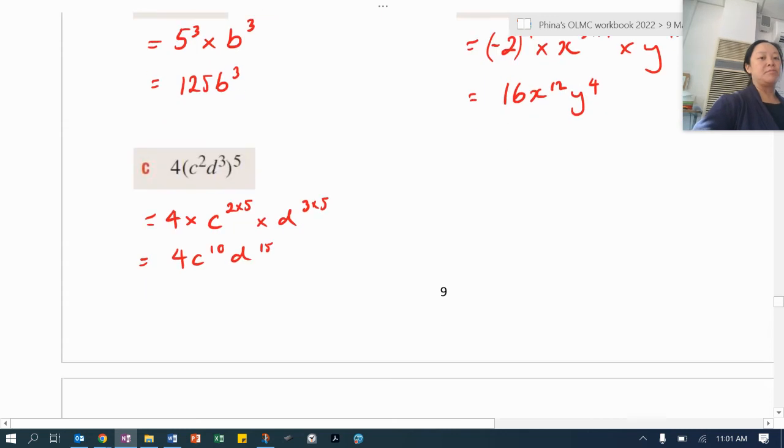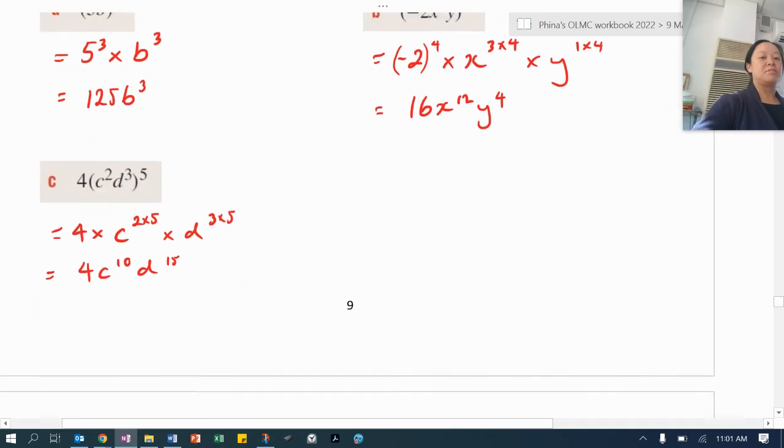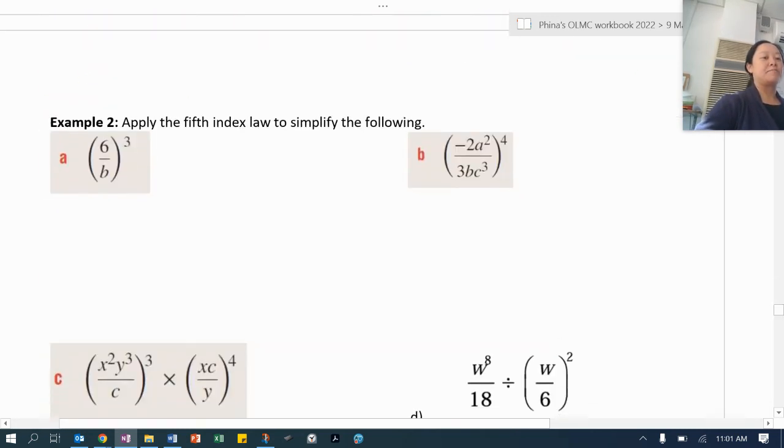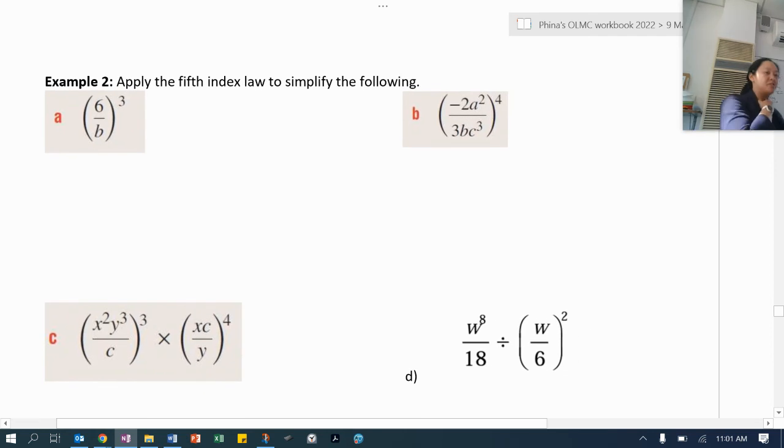Is there more? There must be more. Got to go to some epic ones. Oh yeah, here we go. Okay. All right. So there's some interesting ones on the next page. So it says apply the 5th index law to simplify the following. So this time we've got fractions with an index. So this one we apply the index to them separately.